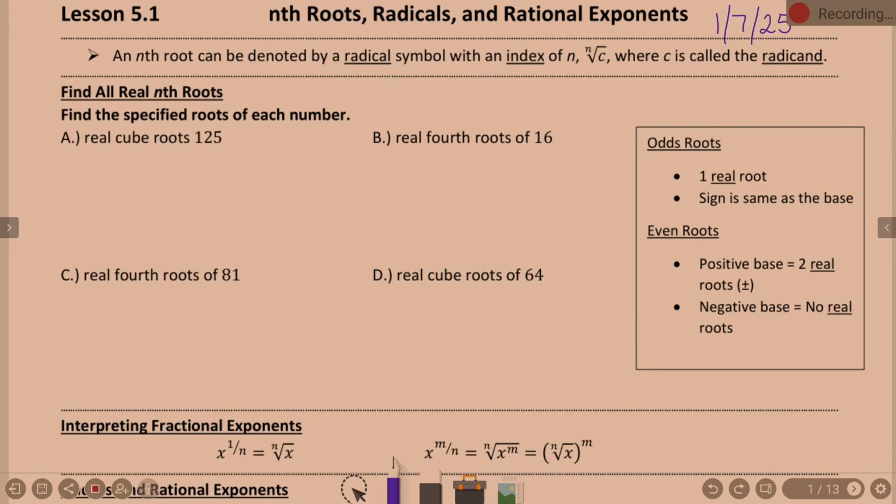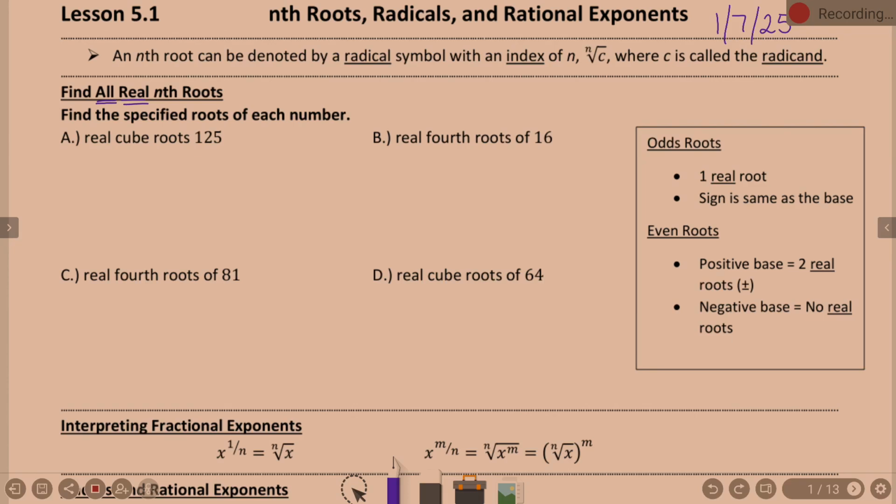Now, in this first section, they're asking us to find all real nth roots. We do want to pay special attention to the fact that they're saying all real nth roots. First of all, we're not talking any imaginary numbers in this unit, so put the imaginaries on the back burner. But we want to find all real nth roots. So, thoughts as we look at A. It asks for all real cube roots of 125.